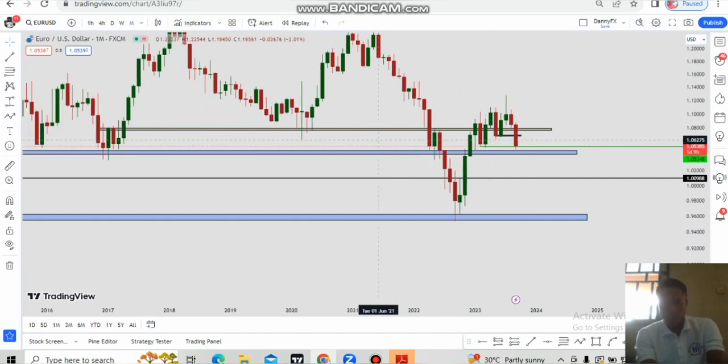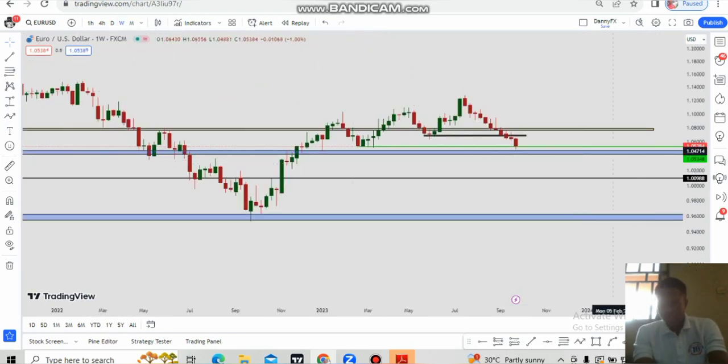This is our zone over here. This is our blue zone over here. But this is a major support level. We'll be on a more bearish trade when we break below our support level. Okay, so that's Euro USD on the monthly time frame.